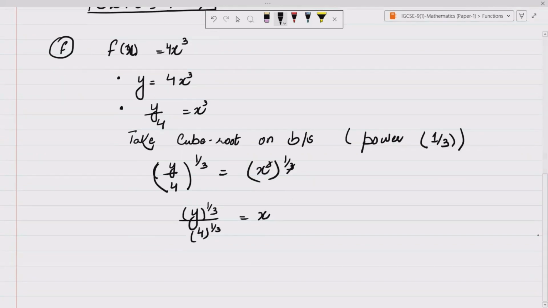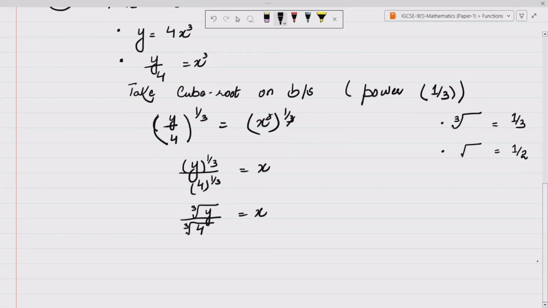And remember, this power 1 upon 3 can be written as cube root, so both things are equal. Likewise, we know that when we write root, this means square root, and we can write 1 upon 2 in place of square root as well. So this means we can write cube root of y upon 4 equals x. So now we found out the value of x.